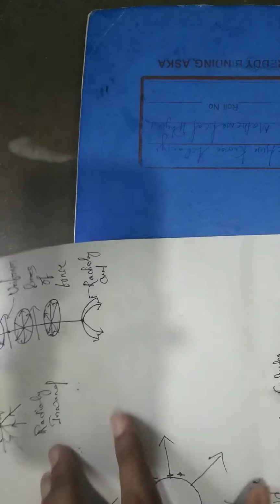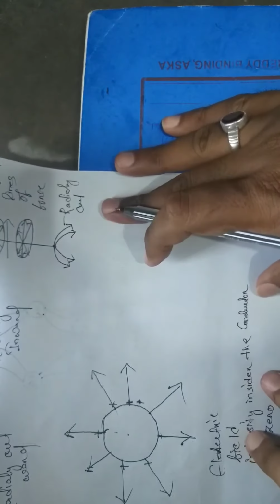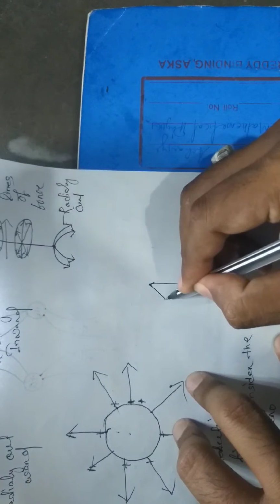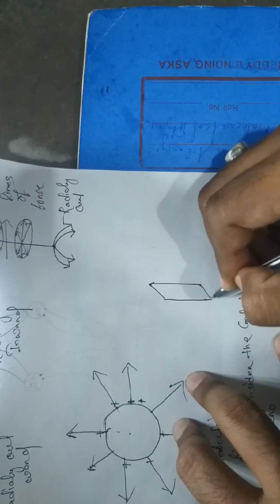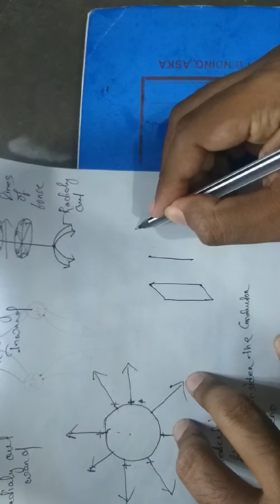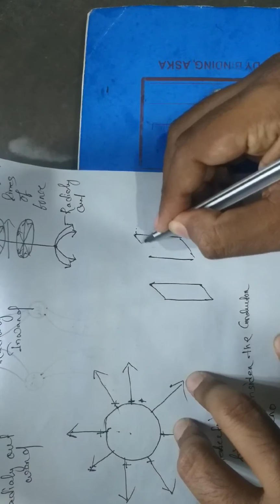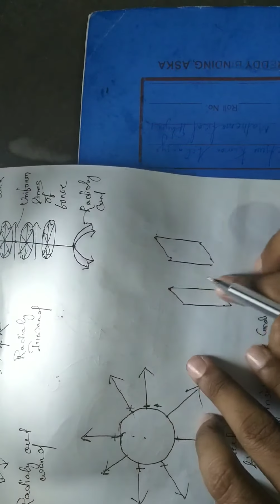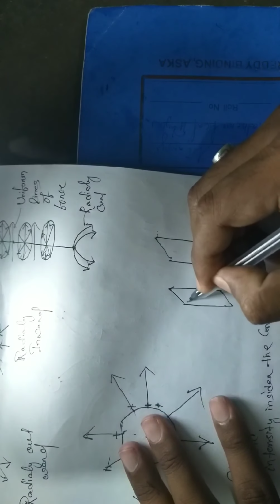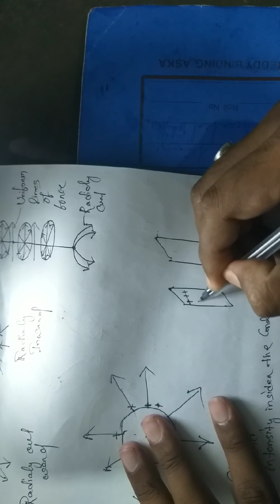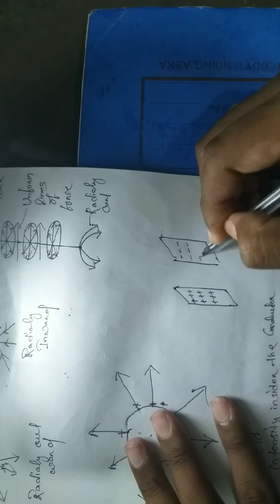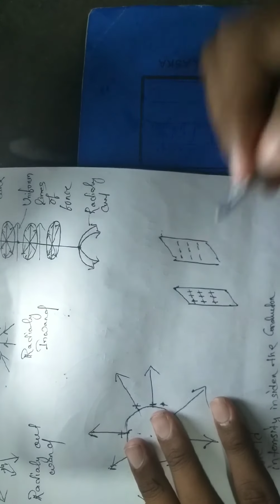Next, plane sheet. If you represent a plane sheet, another plane sheet is here, and they are parallel to each other like that. Suppose that plane sheet contains a number of positive charges, uniformly distributed on that surface like that, and the other contains a number of negative charges, also uniformly distributed on the surface of the plane sheet.